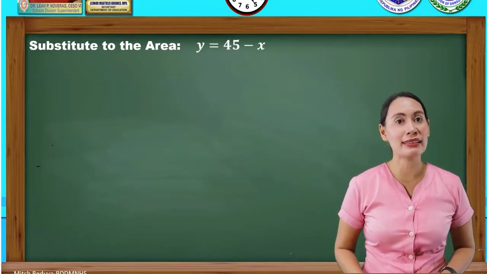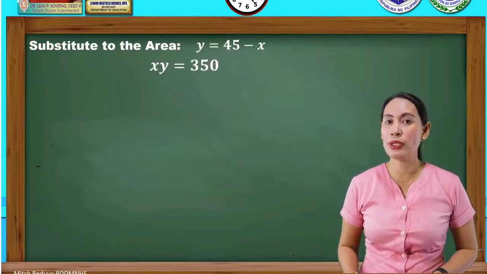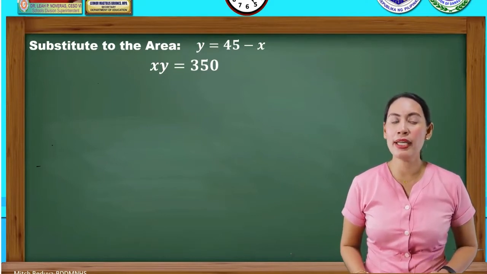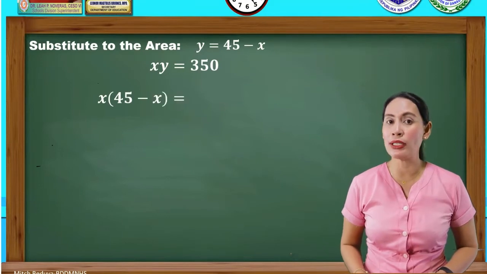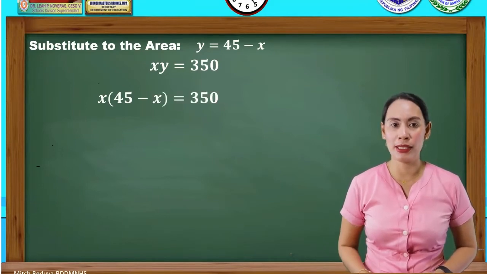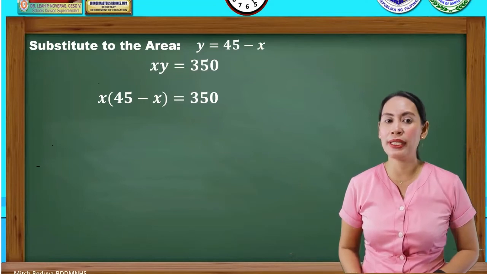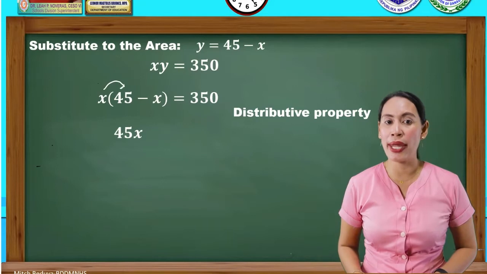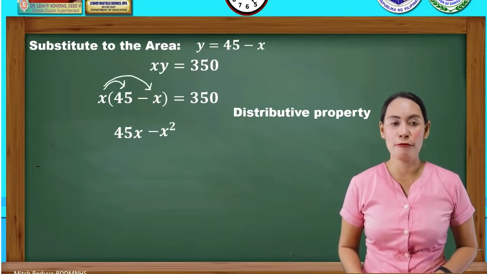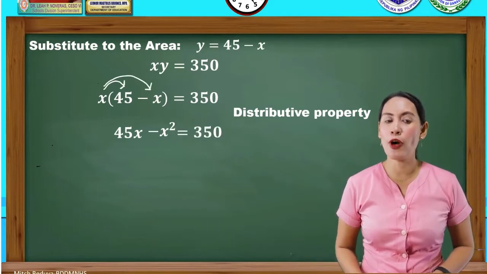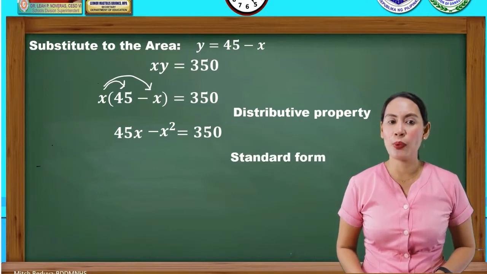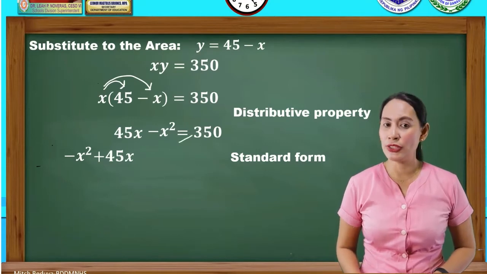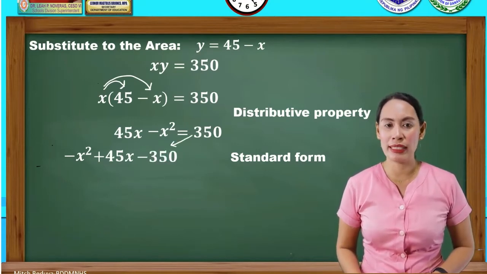The area is x times y, so that is equal to 350. X times the quantity 45 minus x equals 350. Then by distributive property, we have 45x minus x squared equals 350. So the standard form is negative x squared plus 45x minus 350 equals 0.